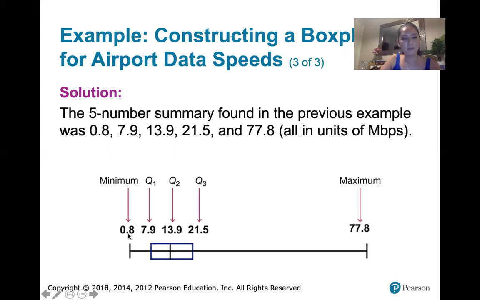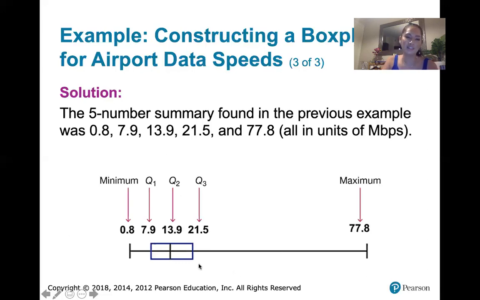So that minimum of 0.8 and that first quartile of 7.9 is about 7 units apart. That 7.9 and that 13.9, that's 6 units apart. And then the 13.9 and the 21.5, well, that's about 7 units apart. But then we've got this huge gap between the 75th percentile or the third quartile and the maximum.